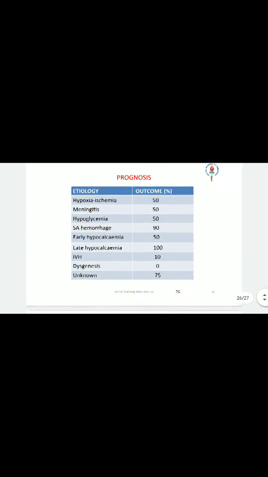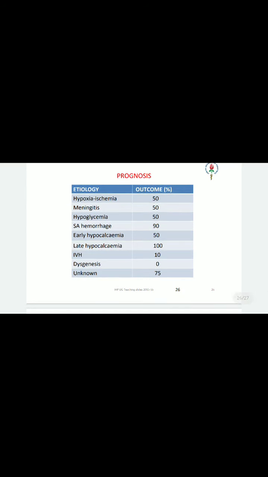Coming to the prognosis. Prognosis is excellent, 100%, in late hypocalcemia. In subarachnoid hemorrhage, it is 90%. In conditions like hypoxic ischemia, meningitis, hypoglycemia, and early hypocalcemia, there is a 50% good outcome. And if brain dysgenesis is there, then the outcome is 0.